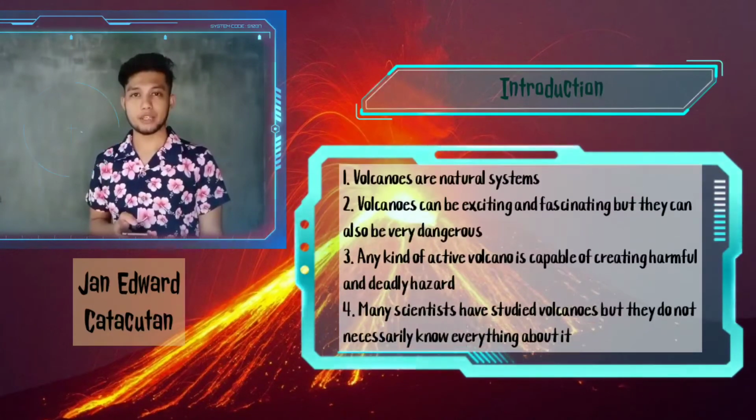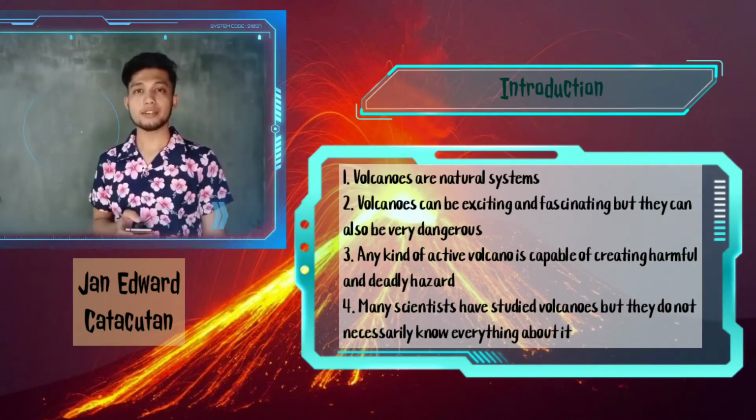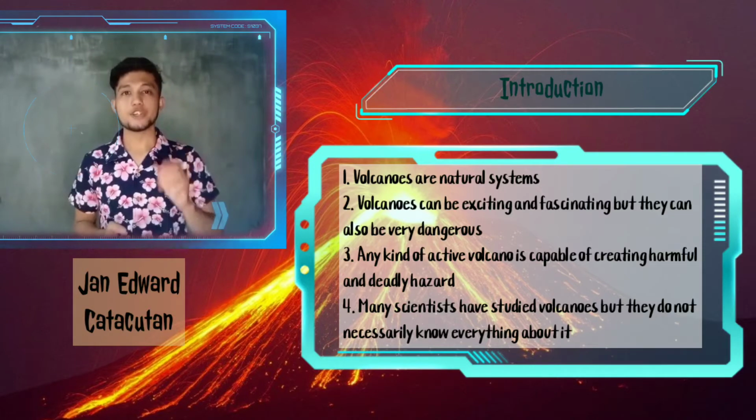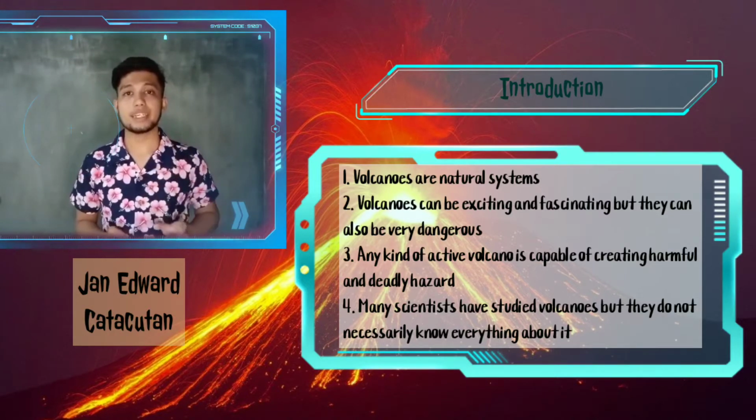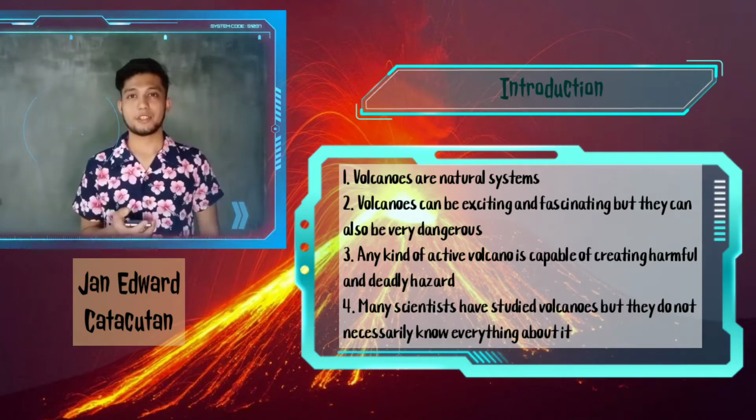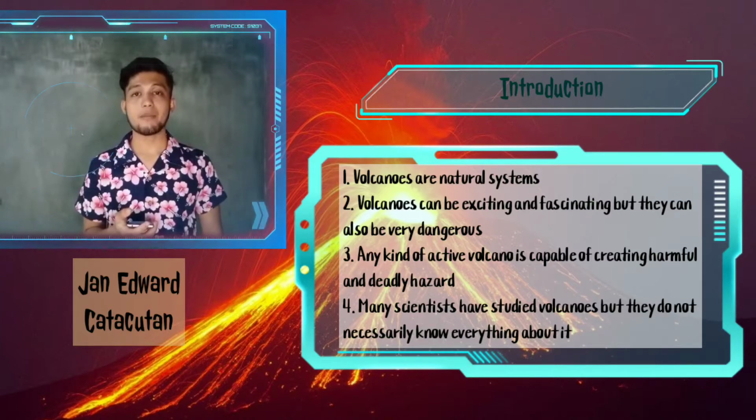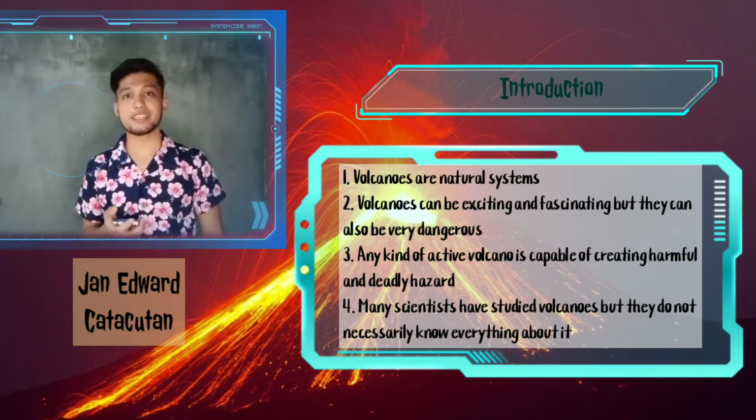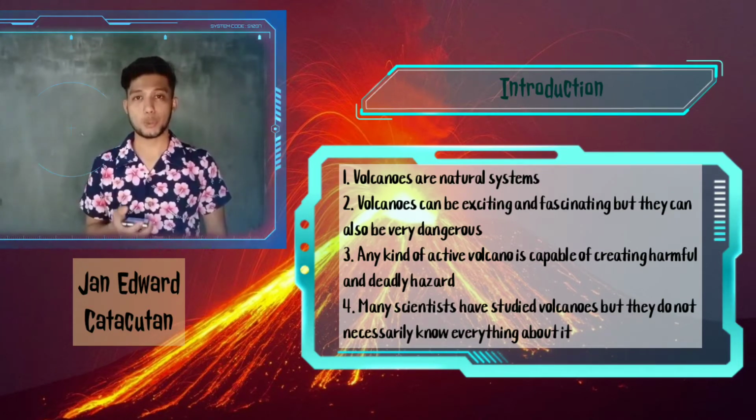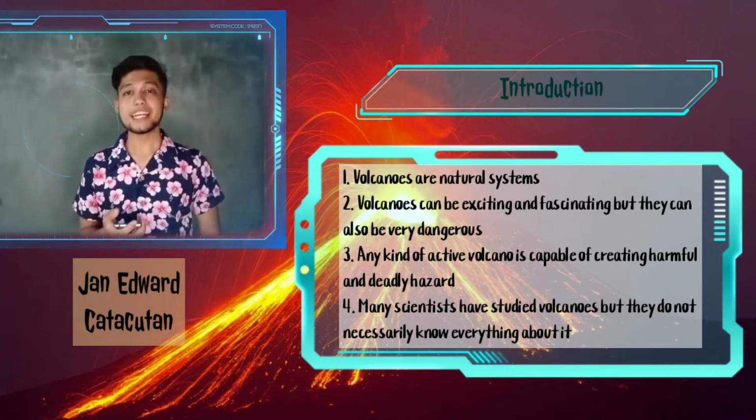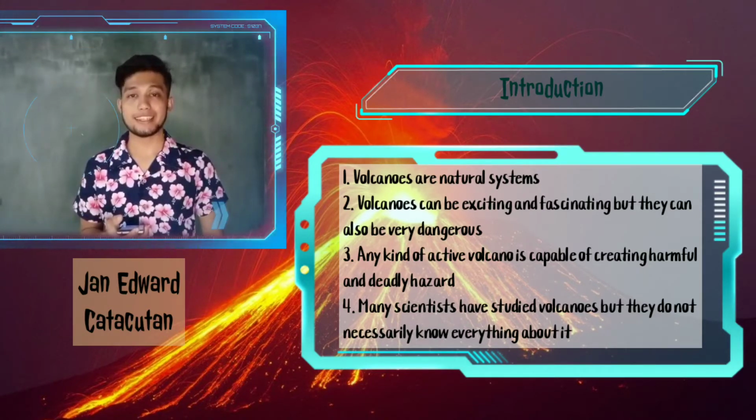Introduction about the volcanoes. Number 1, volcanoes are natural systems. Natural system because it is not man-made and no one can control it. Number 2, volcanoes can be exciting and fascinating, but they can also be very dangerous. Very dangerous in the sense that they can affect human lives when they are going to erupt. Number 3, any kind of active volcano is capable of creating harmful and deadly hazards.